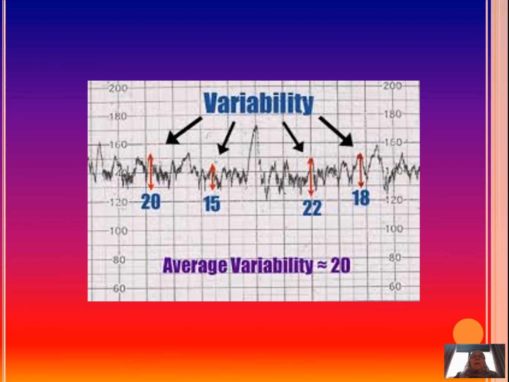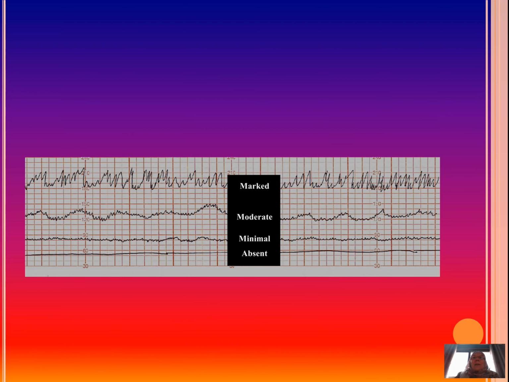Here is also a variability marked, and you can see they've made an attempt to actually measure it and put a number to it and come up with a variability around 20. This is also another way where you can gauge variability, and this is what many people do. They look at the CTG like that and say, this has got marked variability, moderate, minimal, or absent variability.